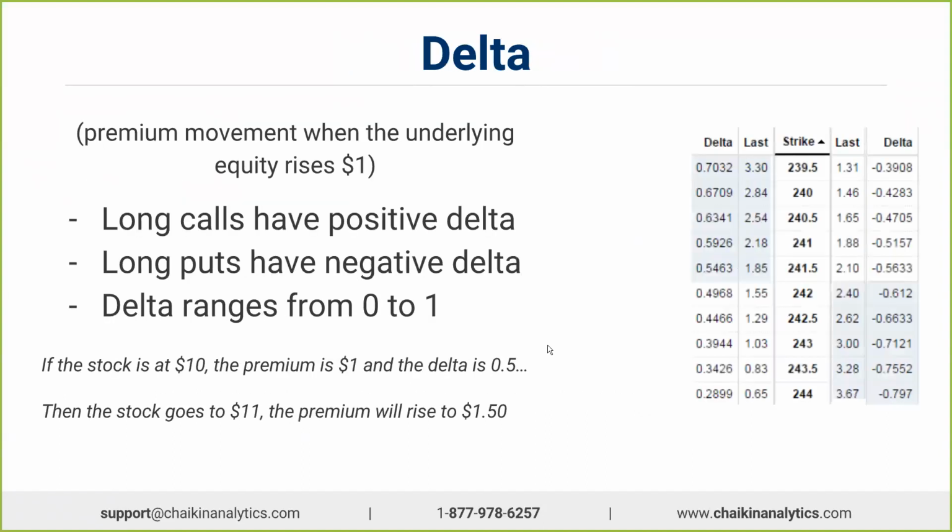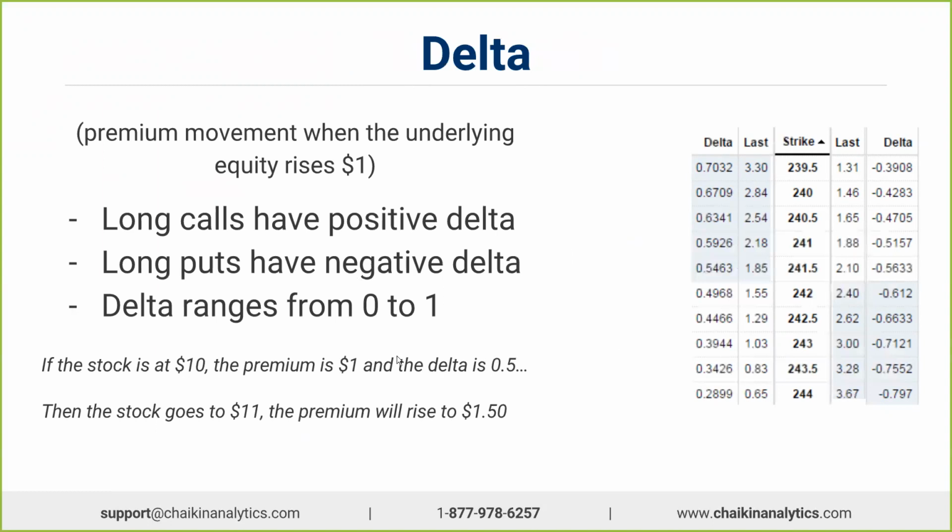Let's talk about delta. Delta ranges really from 0 to 1 and 0 to -1. So long calls have positive delta, long puts have negative delta. And it tells us how much our premium is going to rise when the stock rises or falls $1. So long calls have positive delta because long calls are bullish, and if the stock goes up, the premium will go up. So it's a positive relationship.